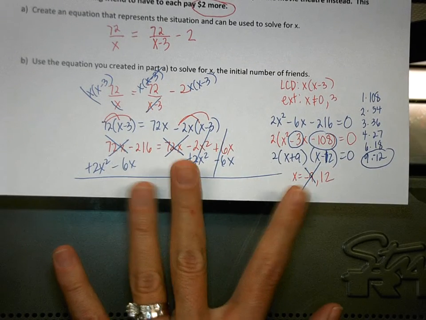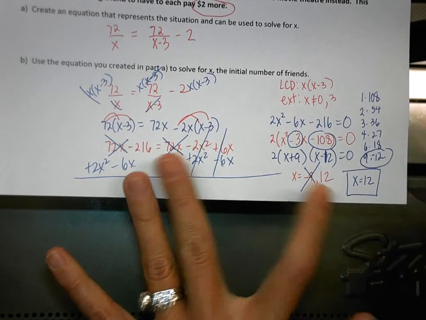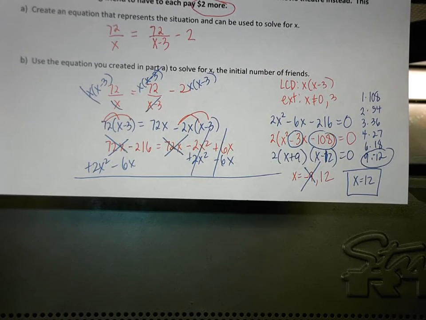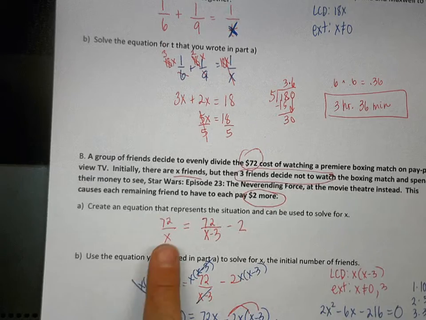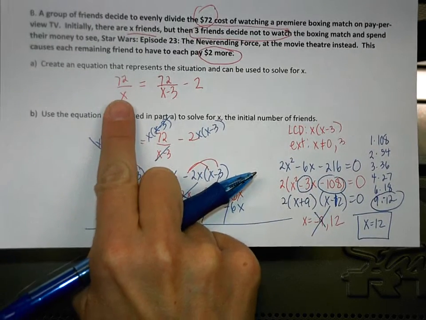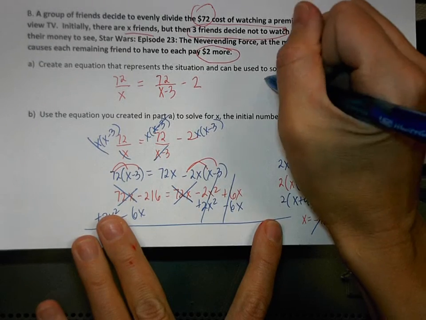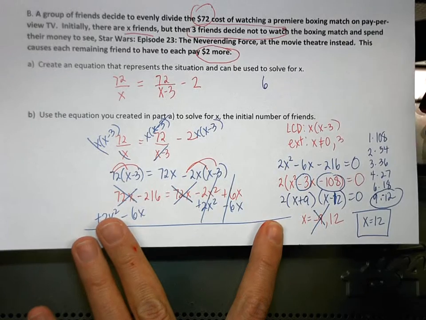So my answer is x is 12 people to be my initial amount of people. And what I like to do is plug it back in to see if it actually makes sense in my original equation. So if I plug this back in here, what is 72 divided by 12? 6. Okay, do we all agree with that? So that means 6 people, or $6 is what they would have originally paid, right?